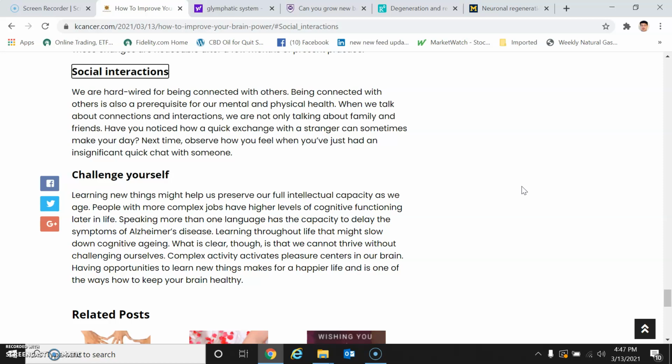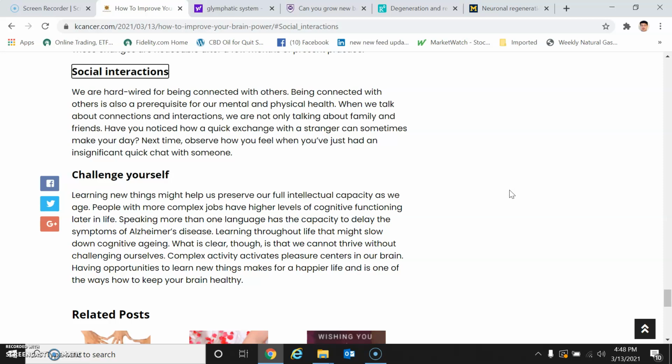What do I mean by challenge yourself? You need to do something new every day. When you use your brain to do something new, the brain gets the signal: I need new neurons. And the neurons start to create neural growth factors. Also, we know that if you carry out complex activity, such activity can activate the pleasure center in the brain.